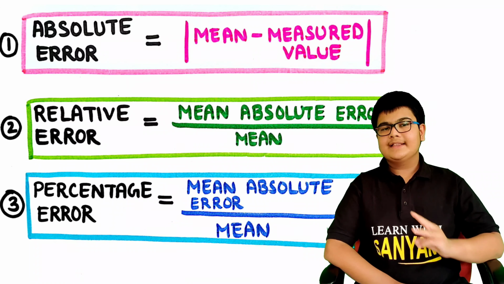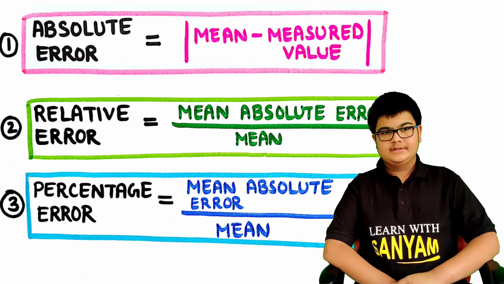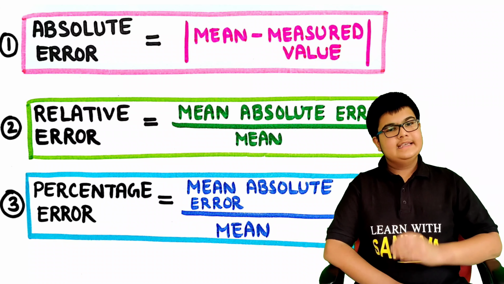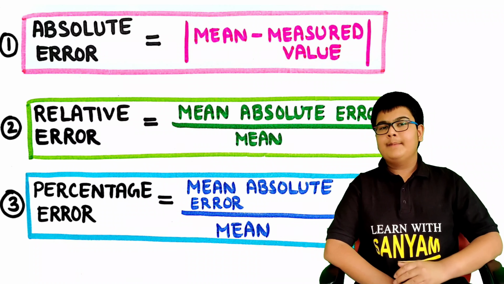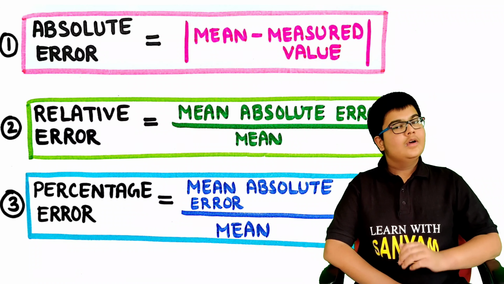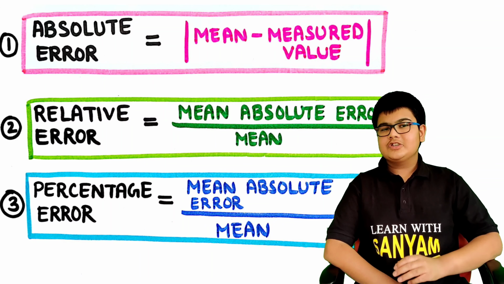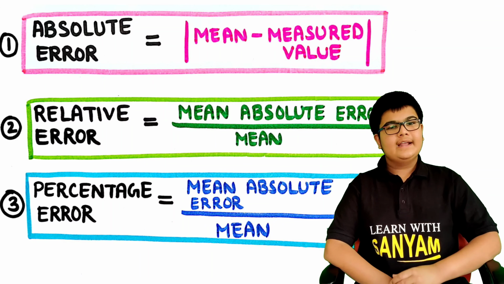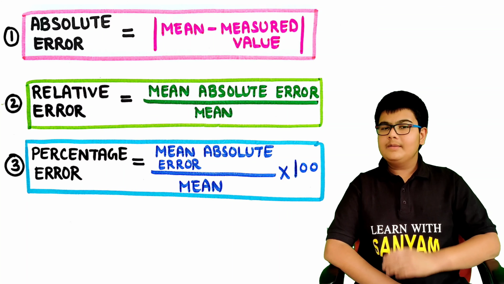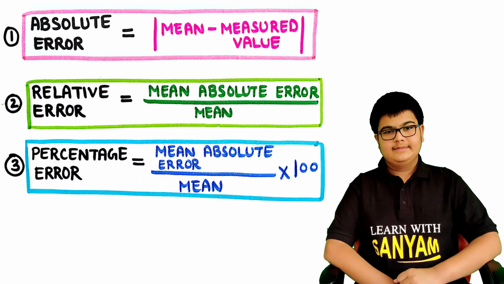Now there are three methods to calculate the errors. First, absolute error. Absolute error is equal to the modulus of mean minus measured value. Second, relative error. Relative error is equal to mean absolute error upon mean. And third, percentage error. Percentage error is equal to mean absolute error upon mean into 100. So now let's understand all these three things with the help of an example.